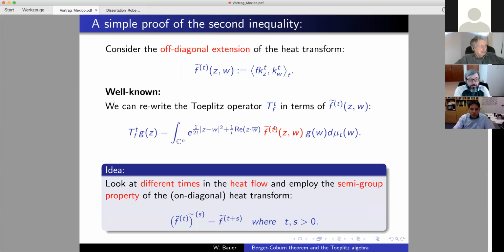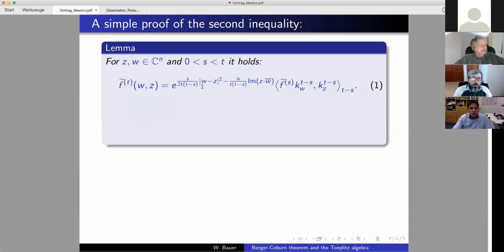So this is the idea. Now I want to look at different times here, and I want to relate these kernels for different parameters t. What helps us to do this is that the heat transform really has the semigroup property. That means this property: if I take the heat transform at time t, and then I go to time s, then this is just the heat transform at time t plus s. But that only works on the diagonal. This semigroup property somehow translates also to off-diagonal values. And here's the formula. The semigroup property of the heat transform, if you extend it to off-diagonal values, gives you this type of formula here with some strange factor in front.